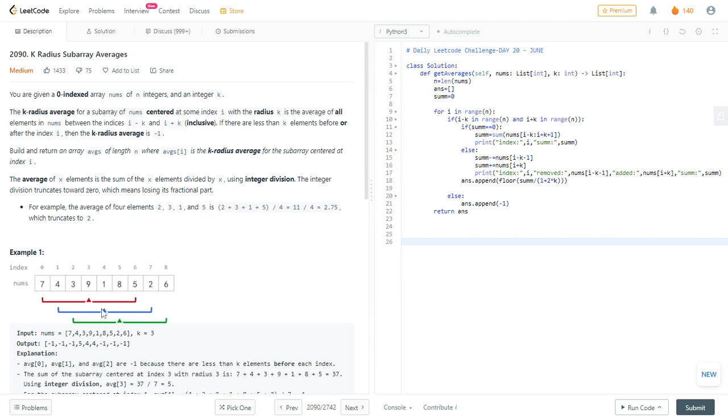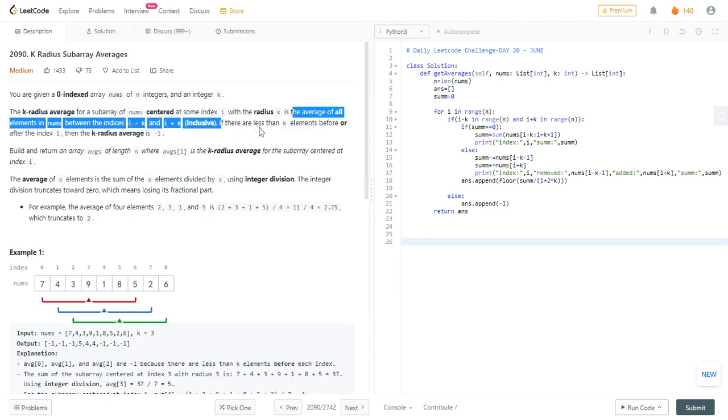Please pay attention. Suppose I am at a number I. By now you would have understood. The answer is also going to be of the length of the given nums array. That means for each index here, I have to append an answer. How to know what should be updated in its position in the answer array? Take the average of all numbers between I minus k and I plus k. What is I? I is the current index in which I am. What is k? K is given in the question. Take the average of all elements in the nums array between I minus k and I plus k inclusive.